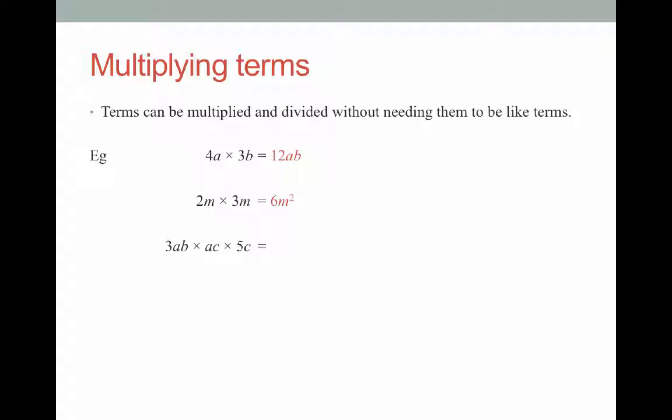Let's look at the third example. We're going to multiply the numbers together. So we're going to do 3 lots of 5, which is 15. Then we're going to multiply all the a's together. So a times a gives me a squared. Then we're going to multiply all the b's together, which is just one of them. So we'll just have the b in our answer. And then we'll multiply all the c's together, which will give us c squared. So 3ab times ac times 5c gives us a simplified answer of 15a squared b c squared.